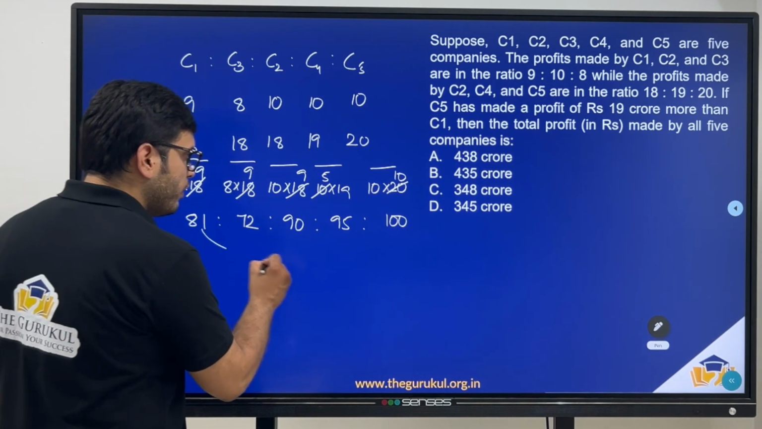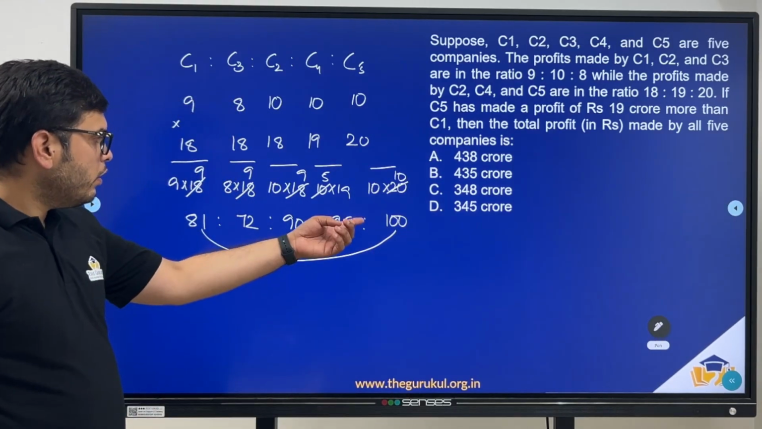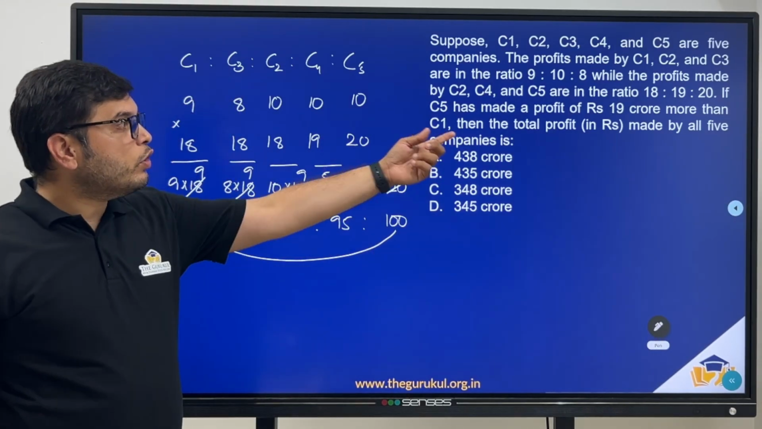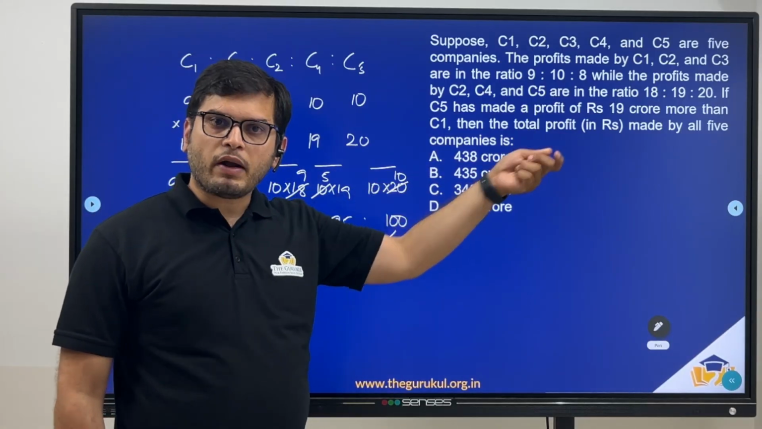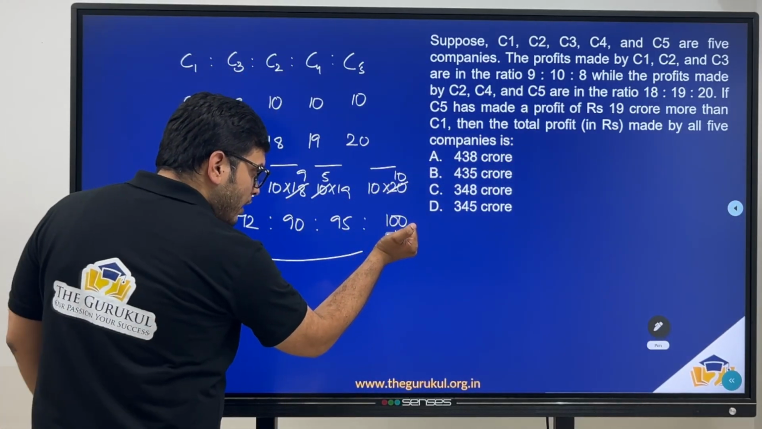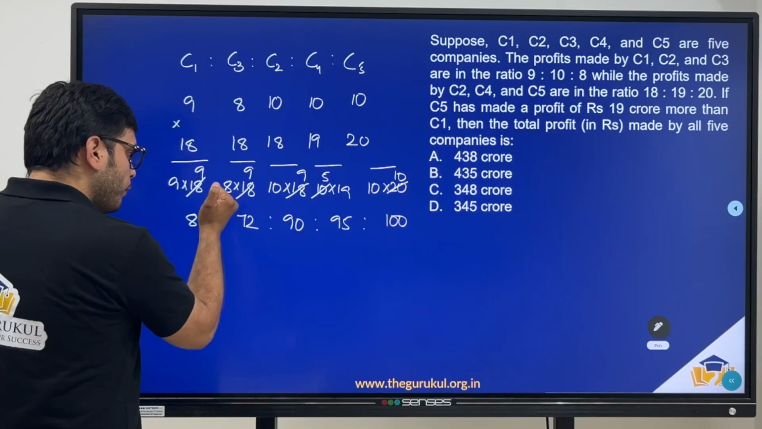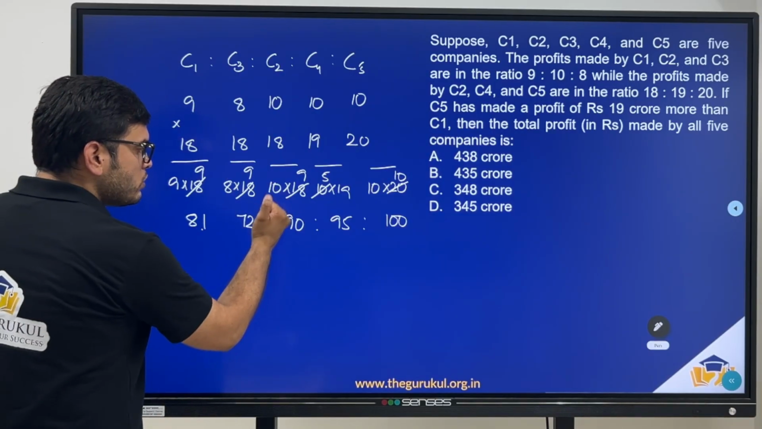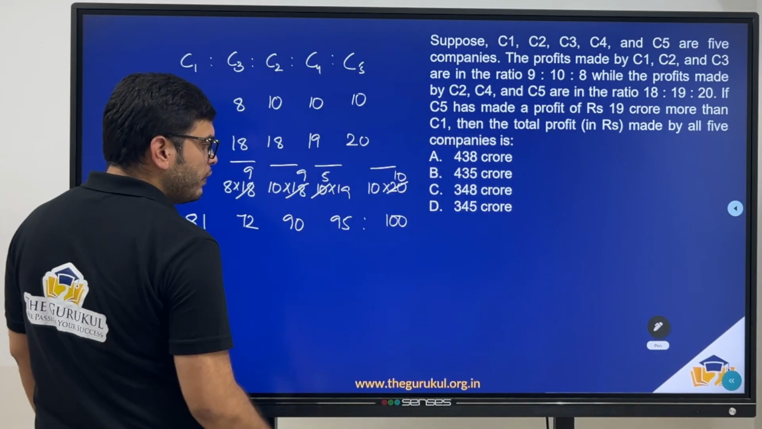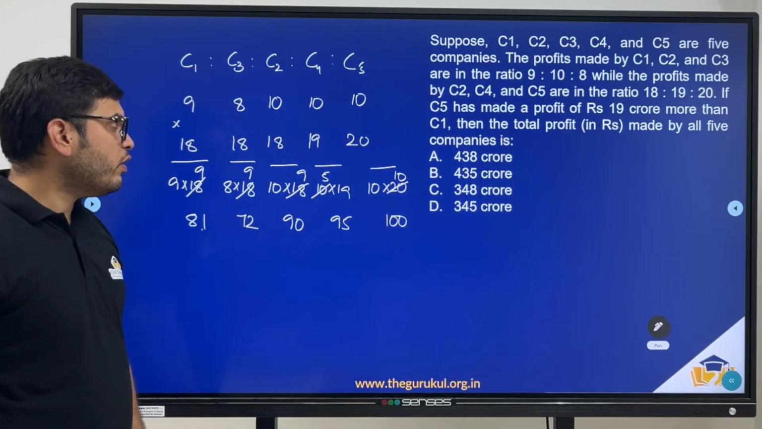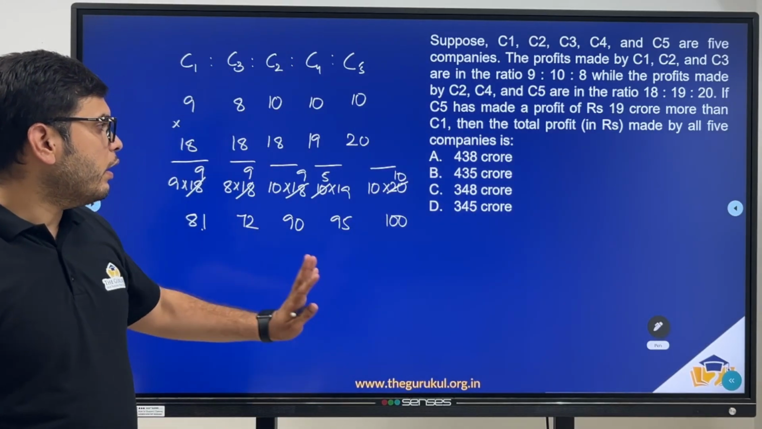Now it is given that C5 has made a profit of 19 crores more than C1, right? Now what's the difference? 19, right? So 19 parts is equal to 19 crores. So what is the value of each part? 1 crore, right? So that means the profit of company 1 is 81 crores, company 2 72 crores, company 3 90 crores, company 4 95 crores, and company 5 100 crores, right?